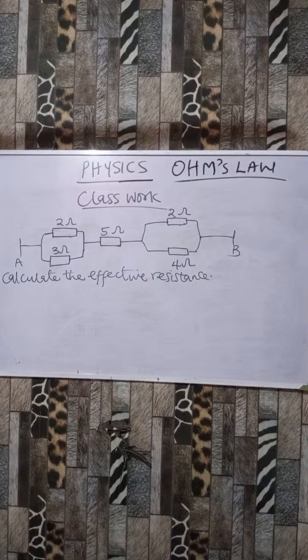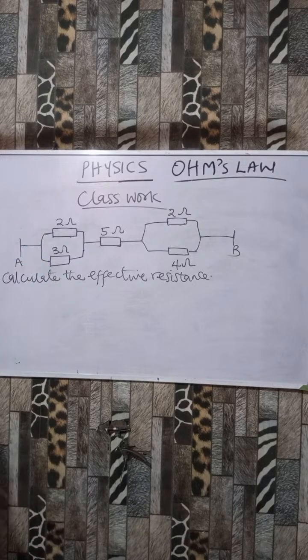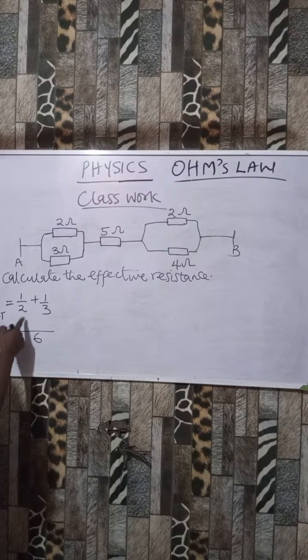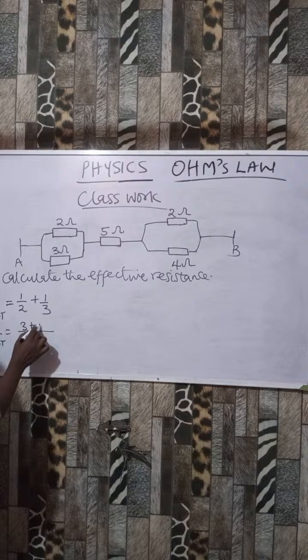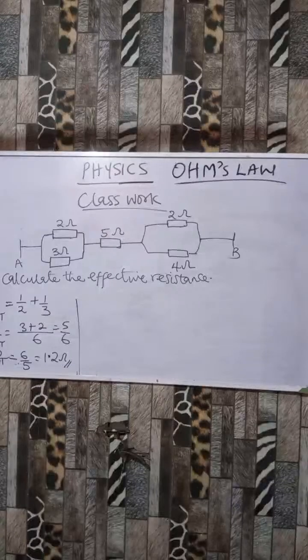So let's solve and see who got the correct answer. Let's solve together. Now, these two are in parallel. We are going to say that 1 over RT is equal to 1 over 2 plus 1 over 3, right? 1 over RT is equal to, LCM is 6. 2 into 6 is 3, 3 times 1 is 3, plus 3 into 6 is 2, 2 times 1 is 2, which is 5 over 6.